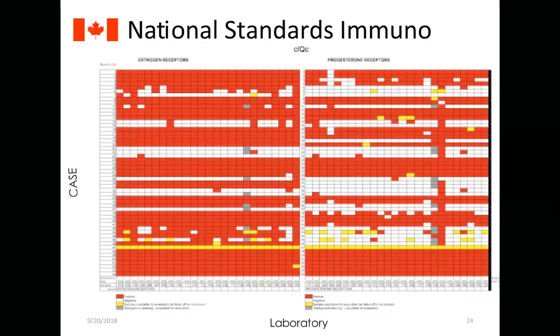Here's similar results for estrogen receptor, where we can see red is positive, white is negative, yellow means the results were not able to be collected, and we do see for some patients that the ER result is variable. Some labs will have a positive result, some will have a negative result. And you have to remember with estrogen receptor that this would direct a patient to up to 10 years of therapy dependent on this one result.